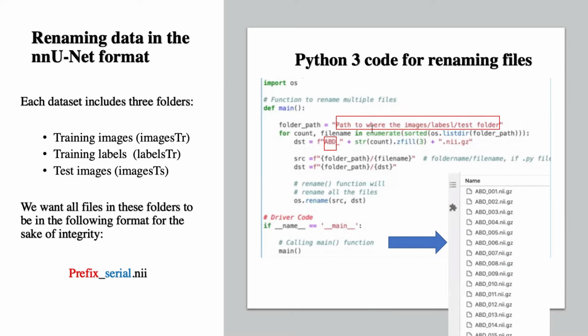However, you don't have to do this, but I would recommend, based on my experience, to rename data in the nnU-Net format before we create our JSON file. In this way, we'll have integrity with the nnU-Net format, and we'll have a smoother training and less headache. For training images, training labels, and test images, run this Python code for renaming the data in the format of a prefix and a serial. What you just need to do is change the folder path and change the prefix, which is usually a 3 letter abbreviation.